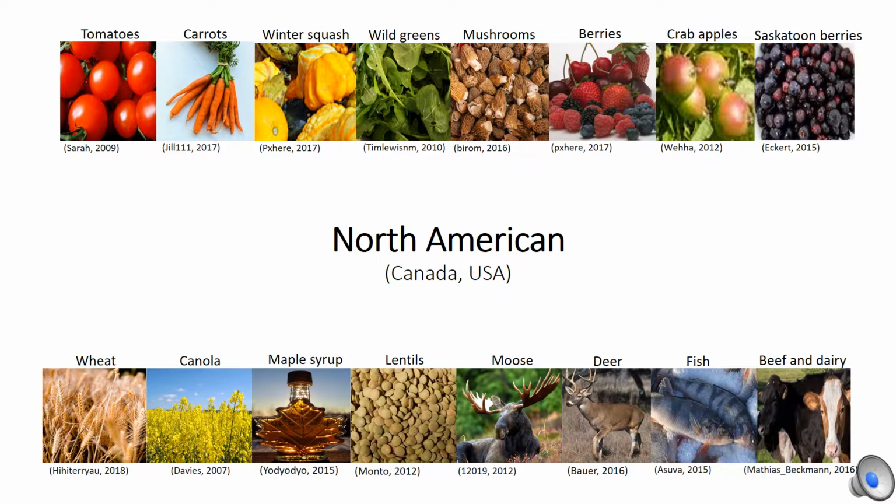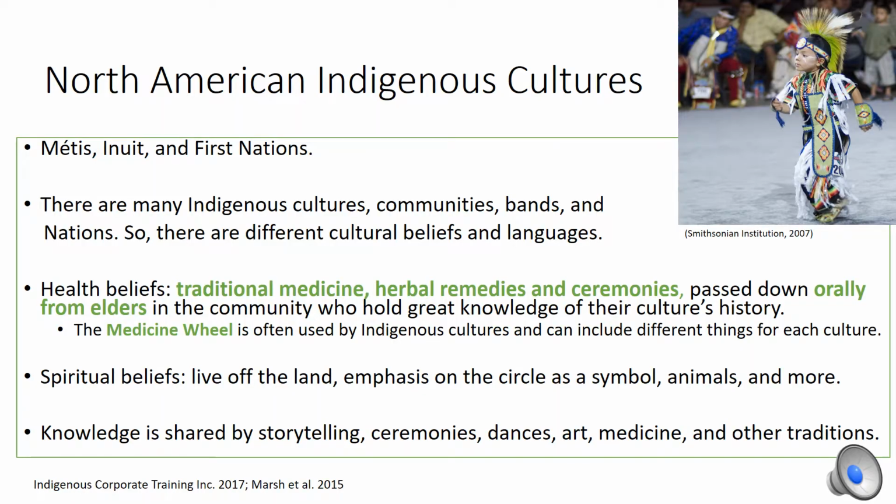Here we have presented some common foods in North America. In this section, we would like to focus on North American indigenous cultures. These consist of the Métis, Inuit, and First Nations. However, cultural beliefs and languages of indigenous peoples vary between different indigenous cultures, communities, bands, and nations.